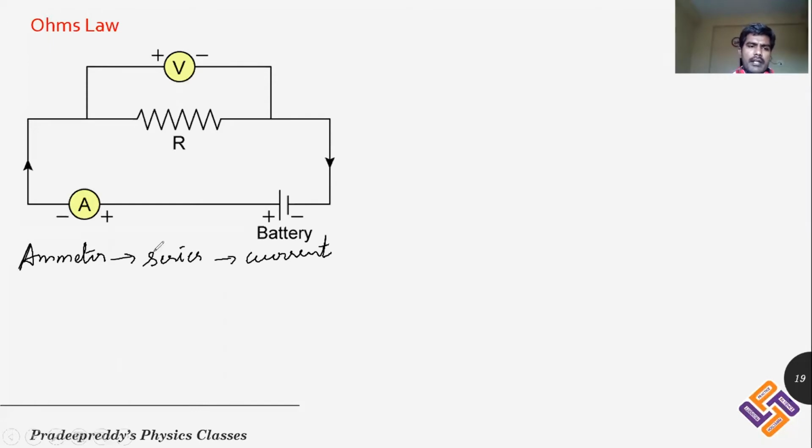And next is the voltmeter. Voltmeter should always be connected in parallel because a voltmeter measures potential difference. Potential difference is always measured between 2 points. So between whichever 2 points you want to calculate the potential difference, between those 2 points you will be connecting the voltmeter. Therefore it should always be connected in parallel with the component.